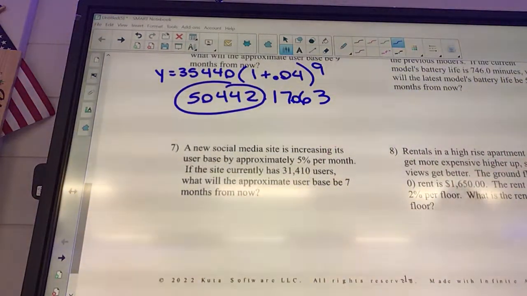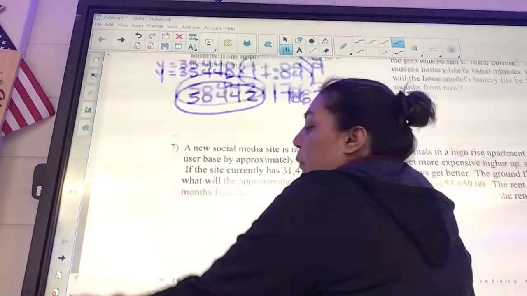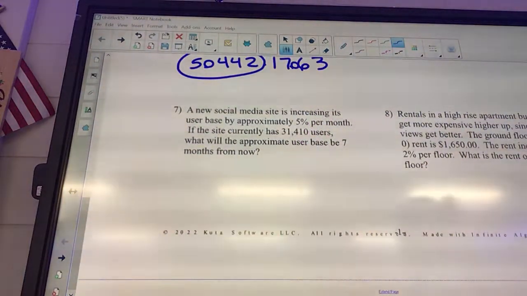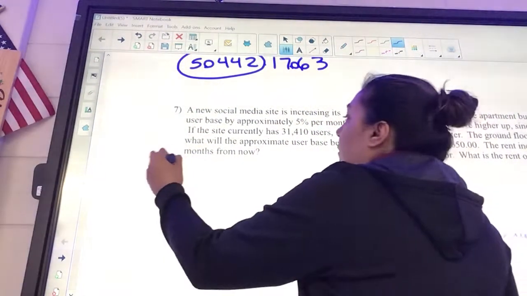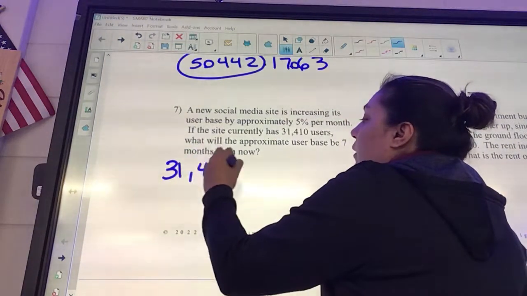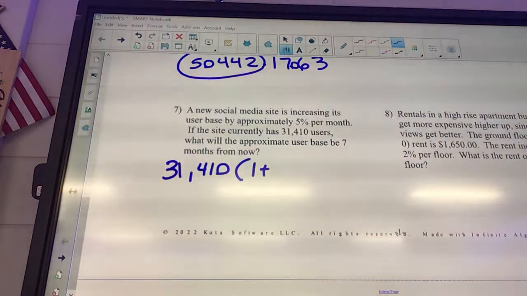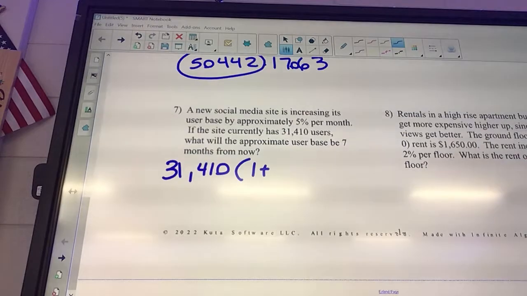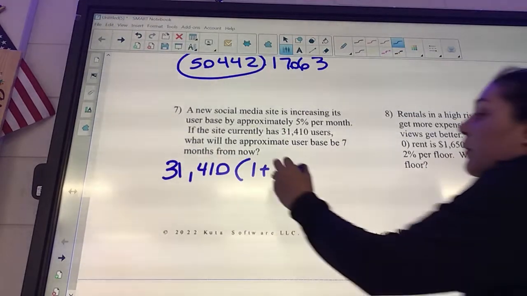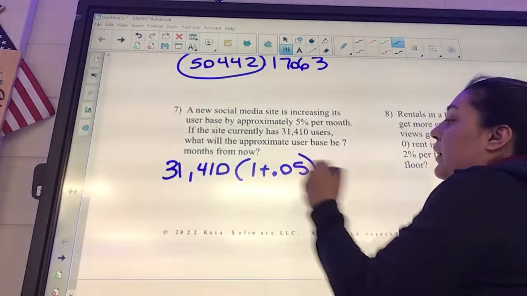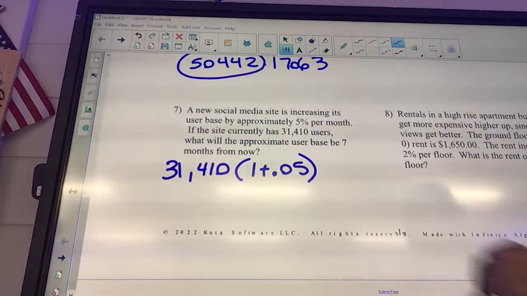A new social media site is increasing its user base by approximately 5% per month. If the site has 31,410 users, what will it be 7 months from now? Brant, what's our starting amount? 31,000. Good. Craig, what's our percent? 5. What's it going to look like as a decimal? Good. And Jamal, how many months from now? 7, good.